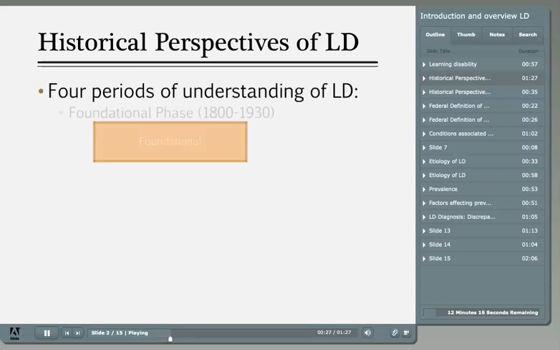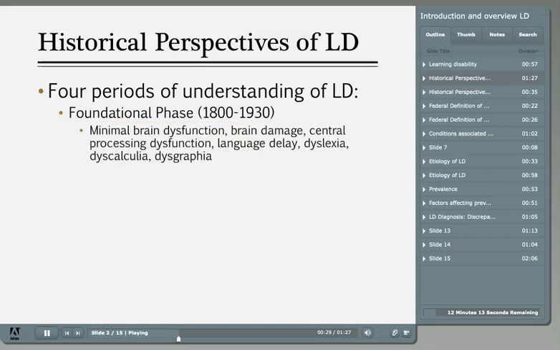The first phase, or the foundational phase, encompasses the years from 1800 to 1930. Early conceptions of LD took place during this time period and included understanding the relationship between specific brain injuries and loss of functioning such as language or perceptual skills. The transition phase, which spanned the years from the 1930s to 1960s, gave way to labels such as brain injury and minimal brain dysfunction. This phase was popularized by brain-based research on children and findings that children with learning difficulties had similar characteristics to adults with brain injuries.